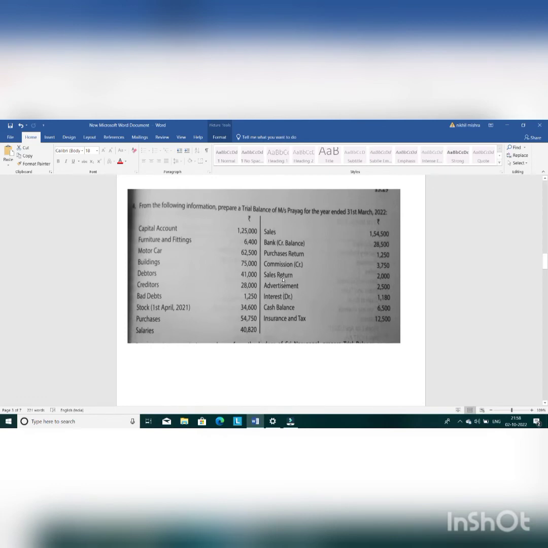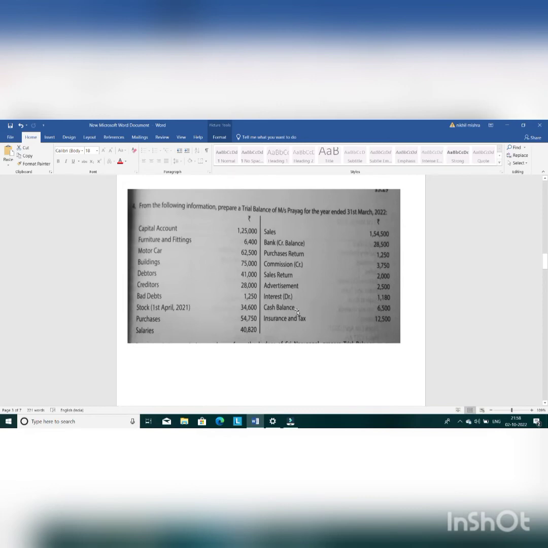As sales we are writing in credit column because sales is an income, so sales return will be coming in opposite column, means sales return in debit column. Advertisement expense, debit column. Interest debit means interest paid. Interest credit, if it would be, then it would be in credit column, interest received, but it is interest debit, it means interest paid, it will come in debit column.